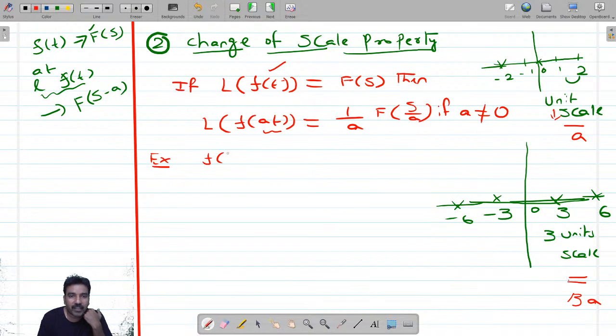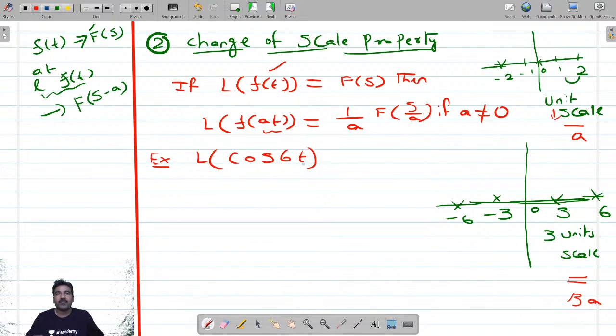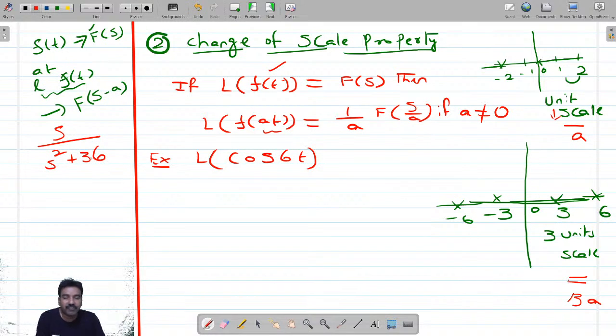Suppose I want the Laplace transform of cos 6t. Anyhow, we have a ready-made formula to get the Laplace transform of cos 6t. What is the Laplace of cos 6t? s divided by s square plus 36. We have a predefined formula. Am I right? Laplace of cos at is s by s square plus a square. Here a value is 6.